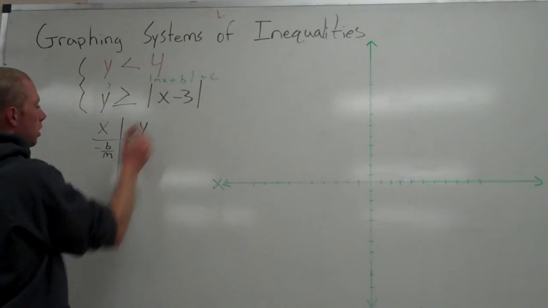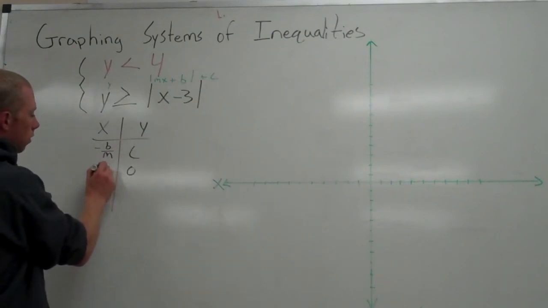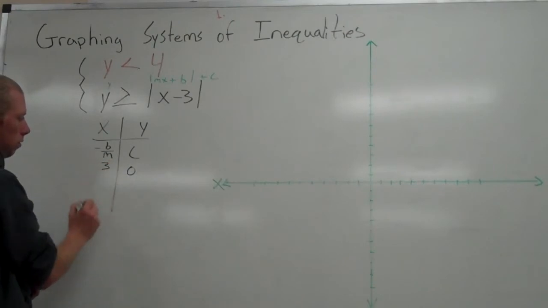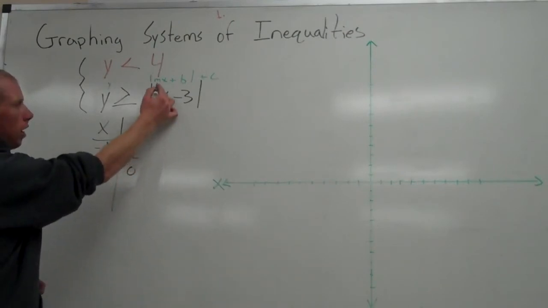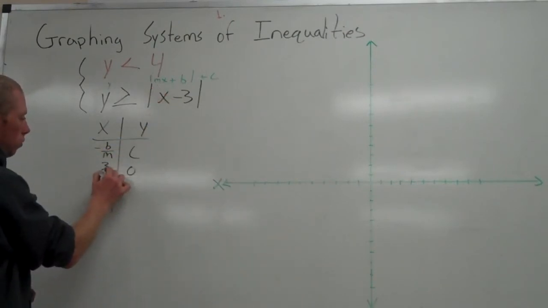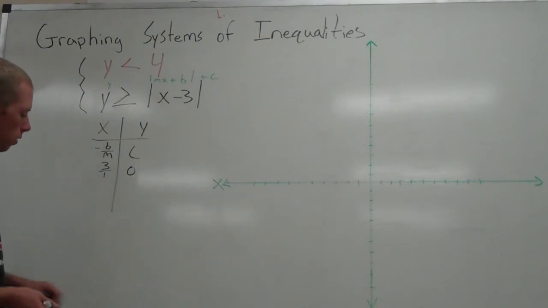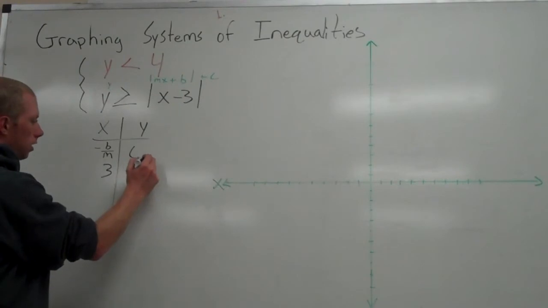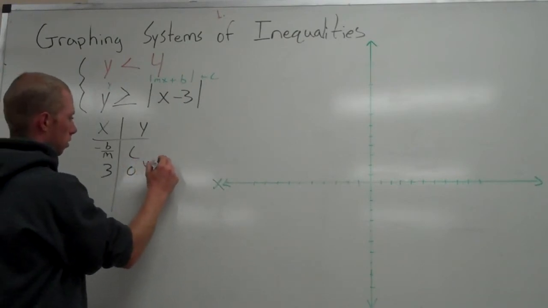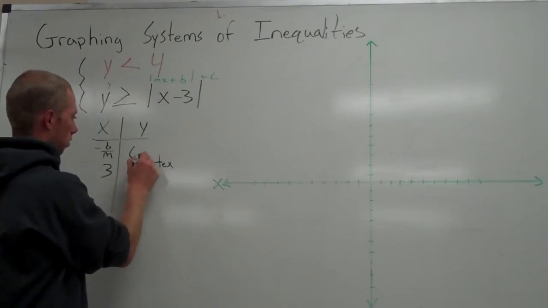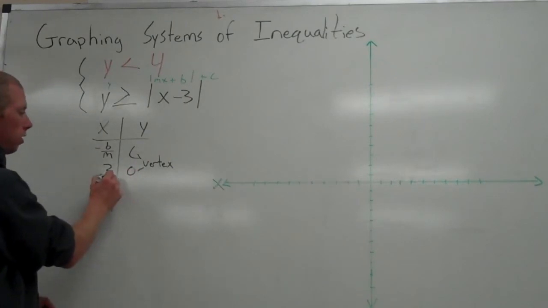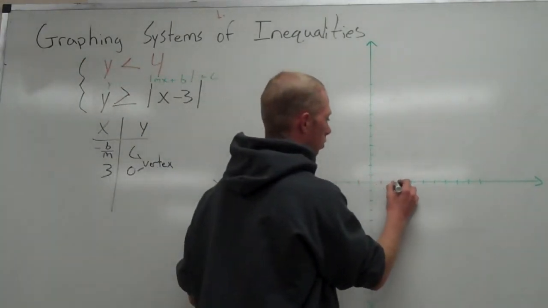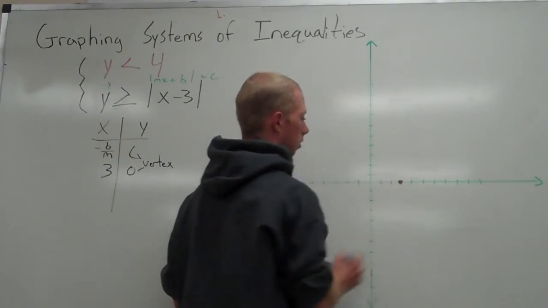The number for b is -3, so the opposite of b would be +3. And the value of m is 1. So if I put over 1, 3 divided by 1 is just 3. And I know my vertex is at 3, 0. So I'm going to come over here, I'm going to put 1, 2, 3 for x, 0 for y.